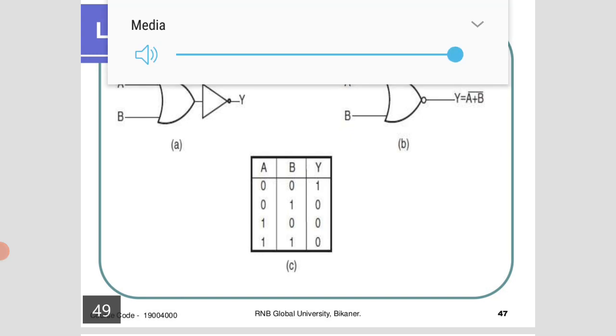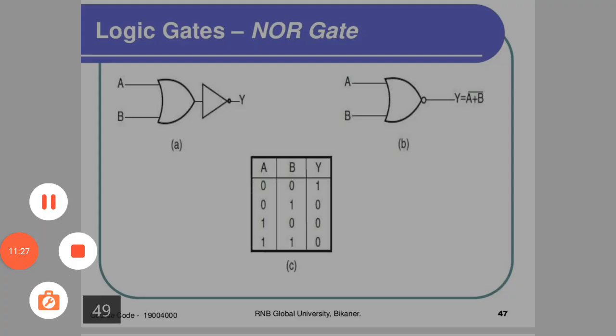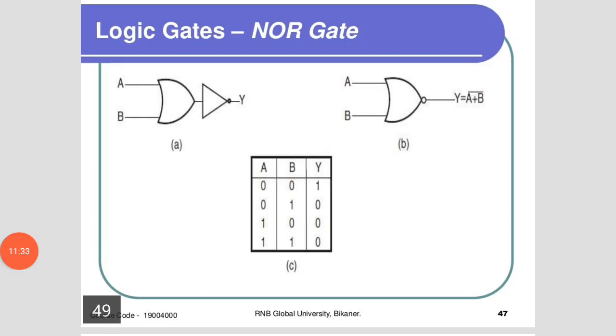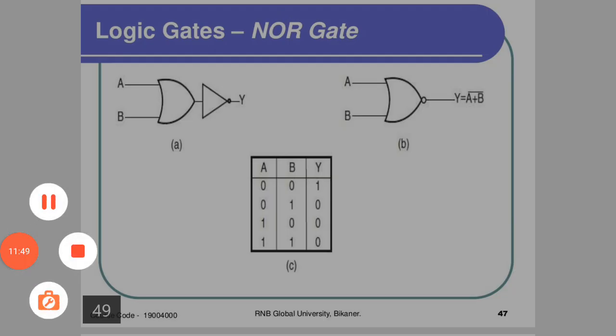In this way we see the four gates. AND gate, A into B output; after that NOT gate, A bar; after that NOR gate, A plus B whole bar; and OR gate output is A plus B. These are the four important logic gates we see here.